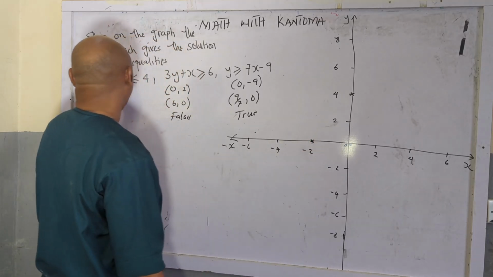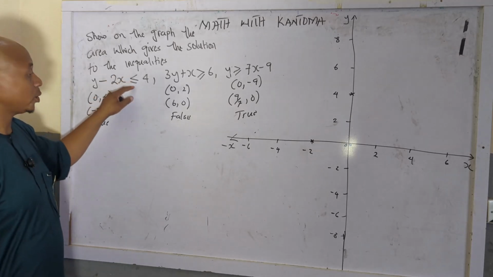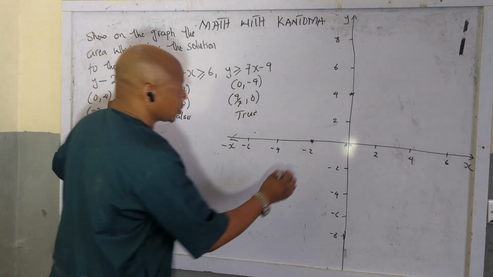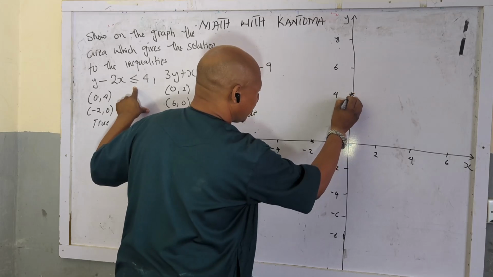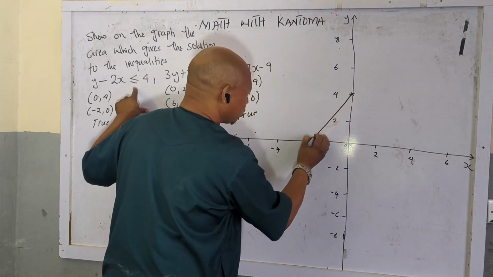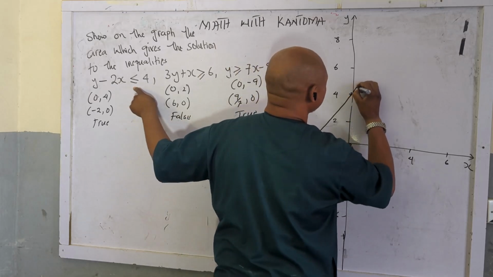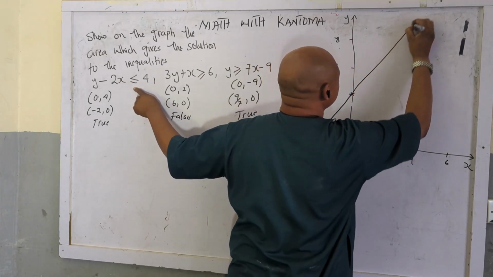And it has an equality sign. This is less than or equal to, so it's going to be a thick continuous line. So now this is going to be a thick line. We'll join the points together using our ruler and ensure the line goes through. So it's going to be a thick straight line.